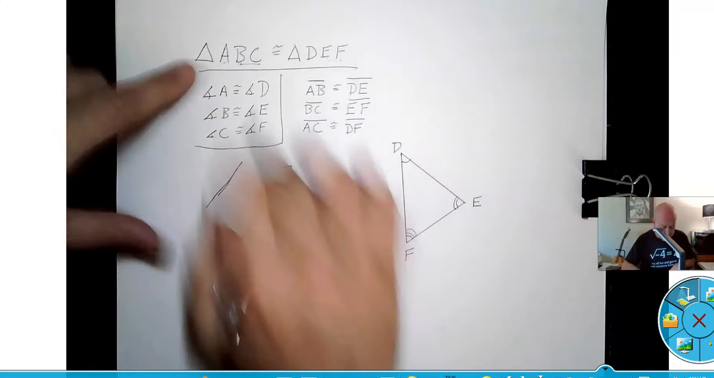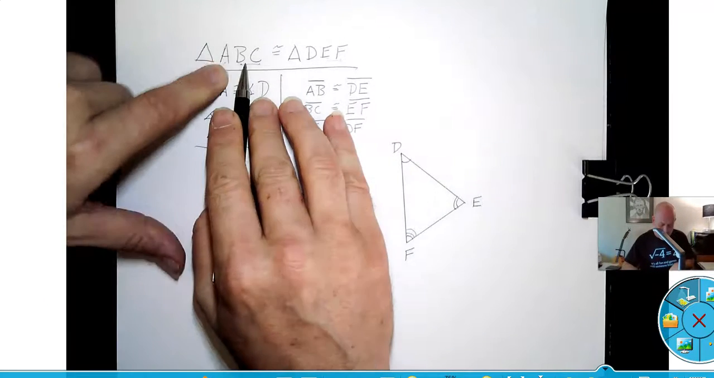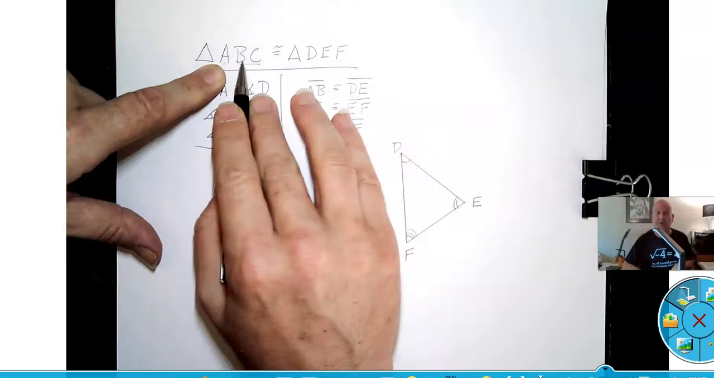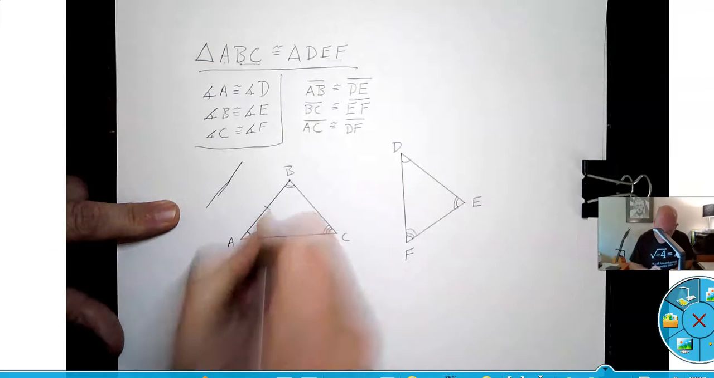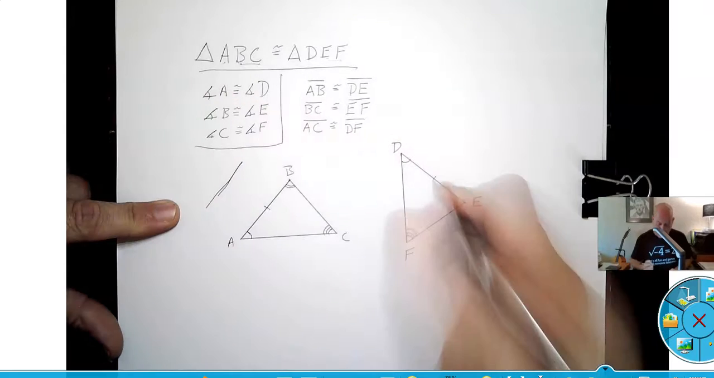Now, we want the sides. Well, let's see. AB and DE have the same measure. We can see that from this. So that means AB and DE are the same size.